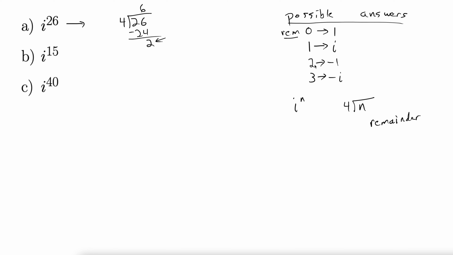Okay, so then we go down here. Remainder of 2 gives us -1 for the answer. Okay, so I to the 26th is -1. Done.